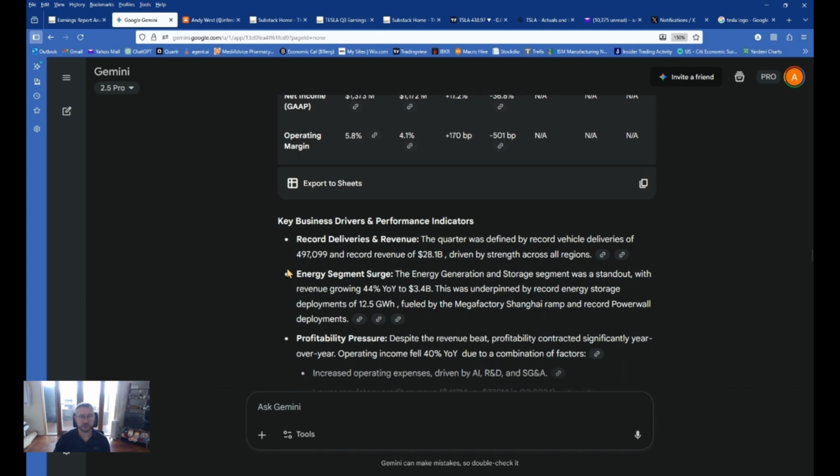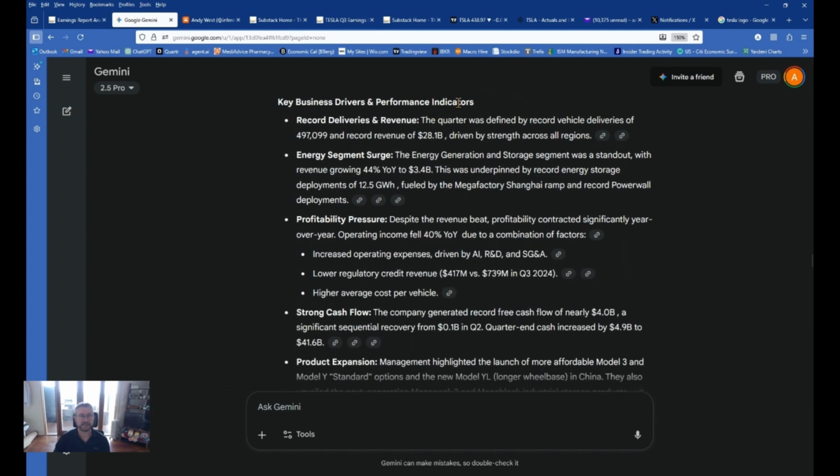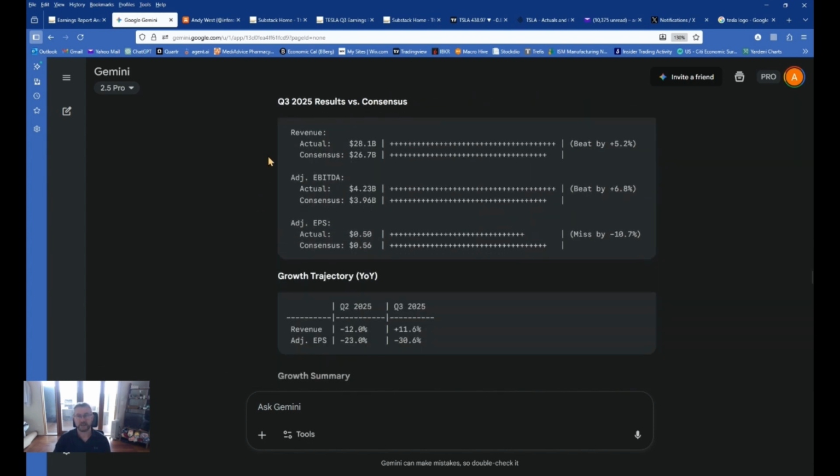It goes into key business drivers and performance indicators. I'll let you go through that. I encourage you to go and look at the report. And let's move on to some of the more interesting and differentiated measures that we get out of this. So the performance chart is shown. That's just summarizing more visually the beats and misses.